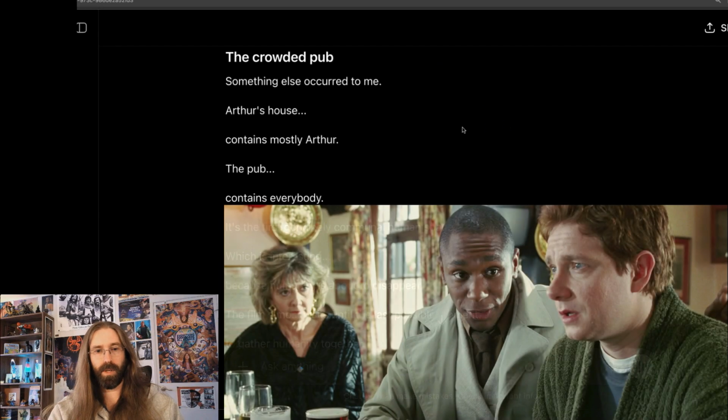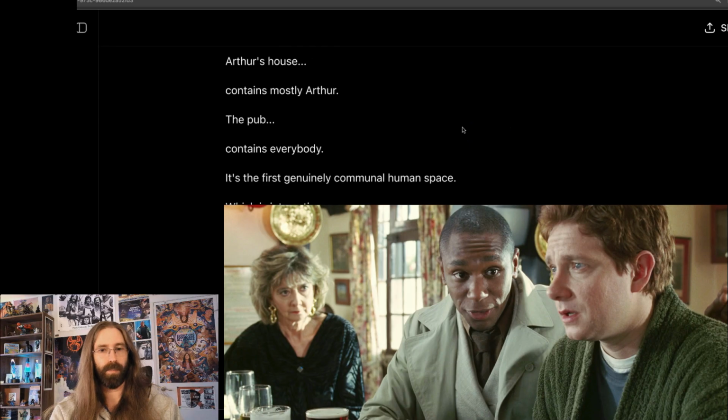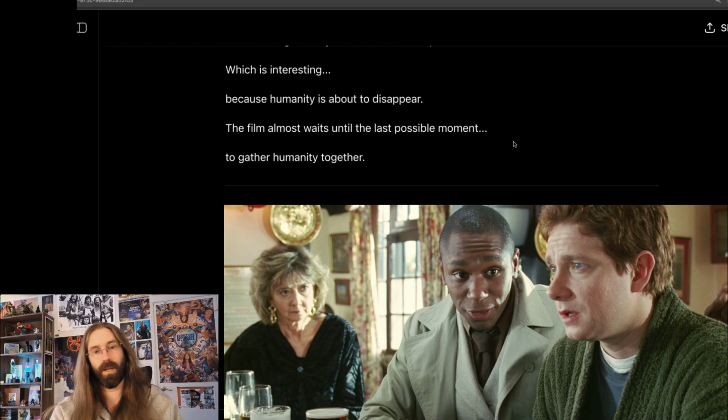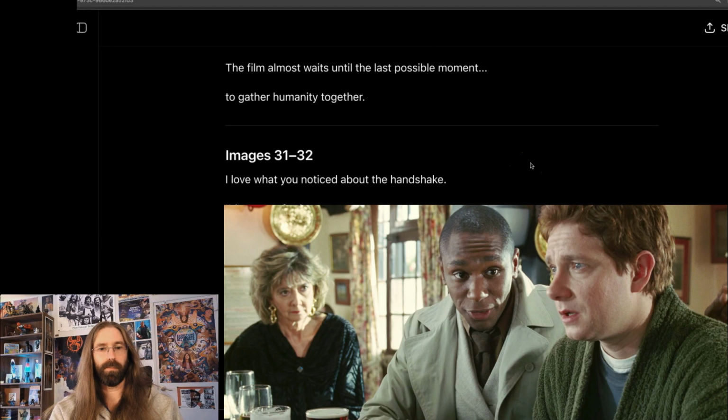Arthur's house contains mostly Arthur. The pub contains everybody. Yep. First genuinely communal human space, agreed. Because humanity is about to disappear. Yeah, it's like the last, or at least from how we see it, the last coming together before everything gets blown apart.